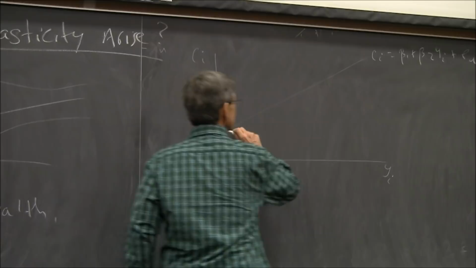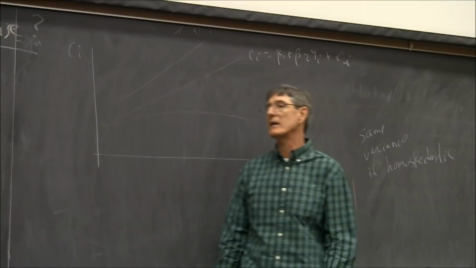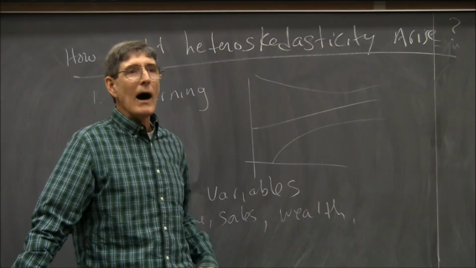So you tend to see, again, this sort of a pattern whenever you have scale variables involved. I used an example the first day of Walmart and Hirons or something like that. Little Y Market and Safeway.